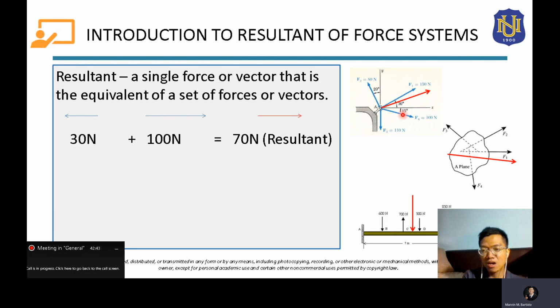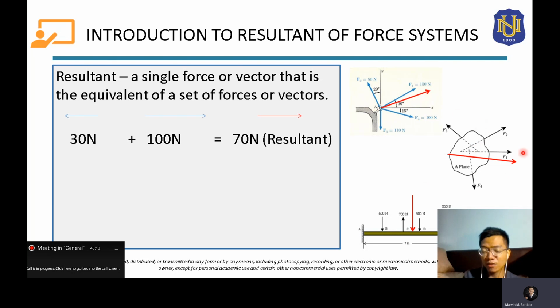If most of the forces in this force system are directed upward, obviously the direction of the resultant will also be directed upward, but it still depends on the magnitude, no? So on our next discussion, we will talk about computing resultants for this type of force system.